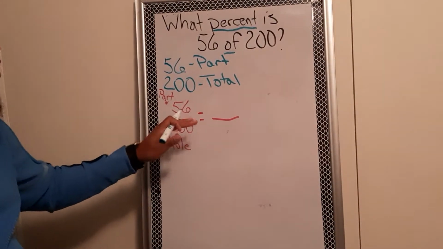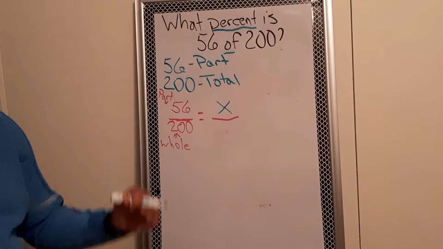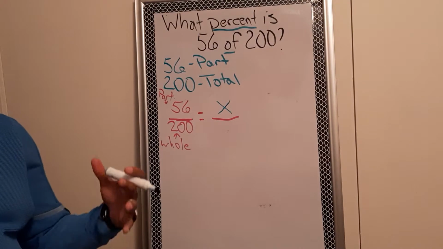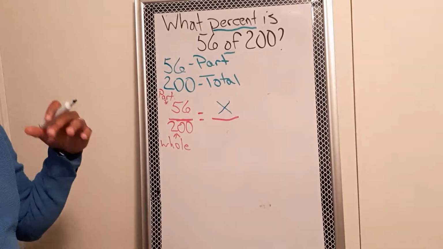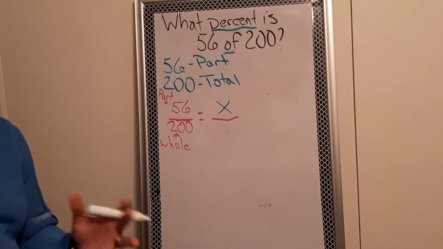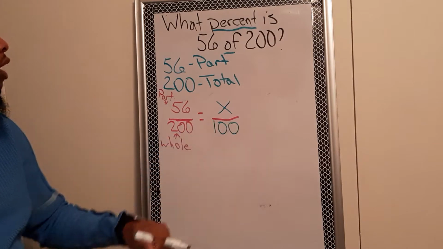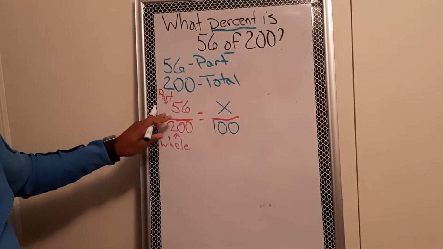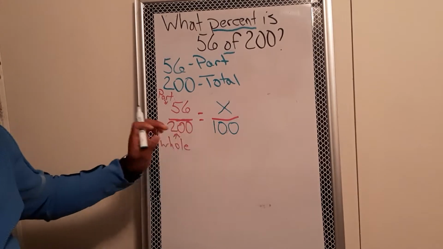And instead of writing a percent, we're going to put the variable x to represent the percent we are searching for. And every time we're talking about a percent, it is out of a total of 100. If you take a test and you get all the questions correct, you get 100%. So the total is always out of 100. The part is 56, and we need to know the percent that 56 represents of 200. To have 100%, we need 200.